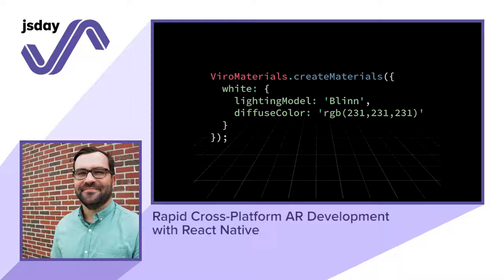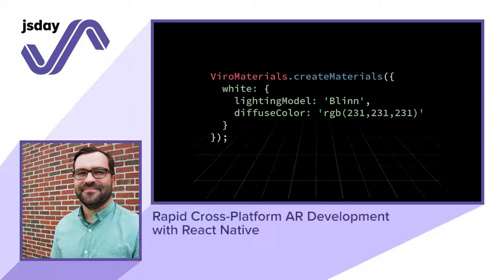For the lighting model, there's a couple of different options that you can choose from that just determine how light affects it. So some are more shiny, some are more matte, but those are the different lighting models that Viro provides, as well as just a color that we want it to be. So I'm just passing it an RGB color. It could be a hex color or anything like that.